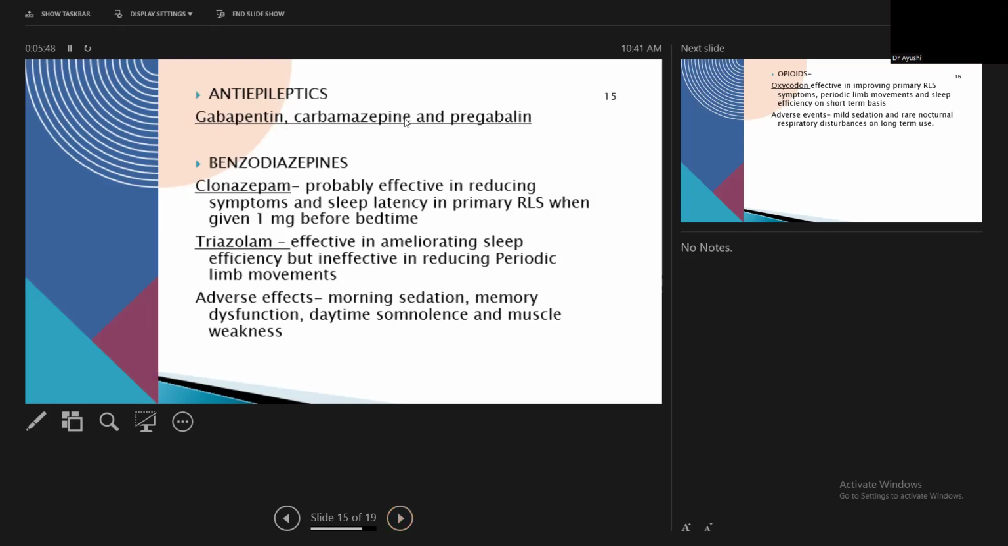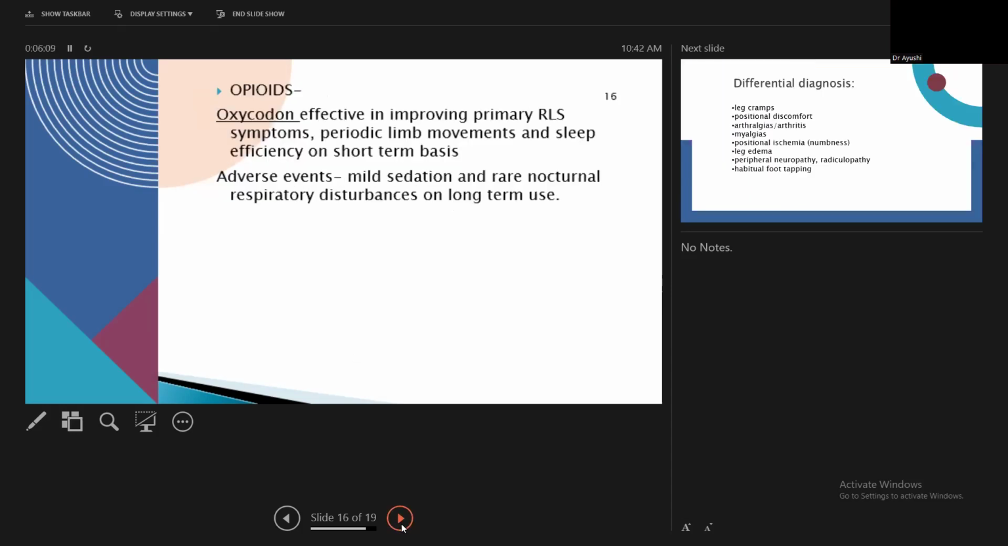Anti-epileptics like gabapentin, carbamazepine, and pregabalin are also used. Benzodiazepine, clonazepam, is probably effective in reducing symptoms and sleep latency in primary RLS when given 1 mg before bedtime. Triazolam is effective in ameliorating sleep efficiency but ineffective in reducing PLMS. Adverse effects are morning sedation, memory dysfunction, daytime somnolence, and muscle weakness.